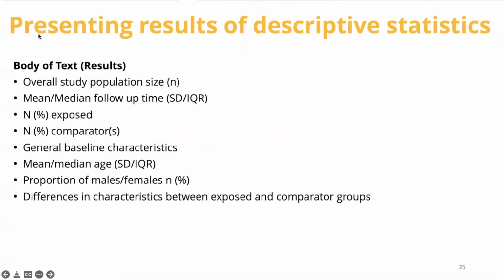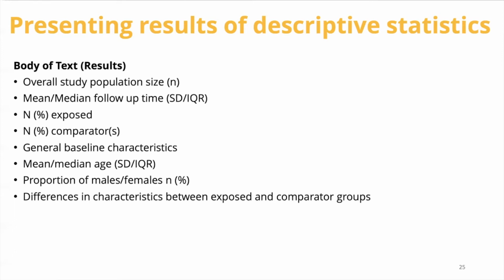So in the results section of a scientific article or report, typically you have results in tables and figures, and then you have it in the body of the results section of the text. So typically when you're presenting the results of descriptive statistics for your baseline characteristics, in the body of the text, you're going to include information on the overall study population size, the mean or the median follow-up time if it's a cohort study, with the standard deviation or interquartile range.